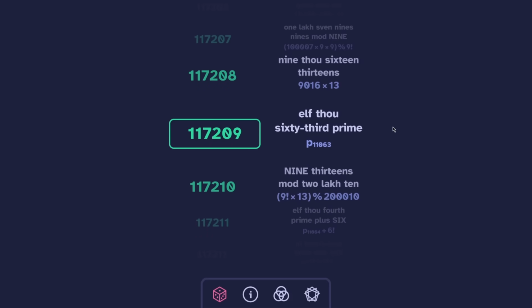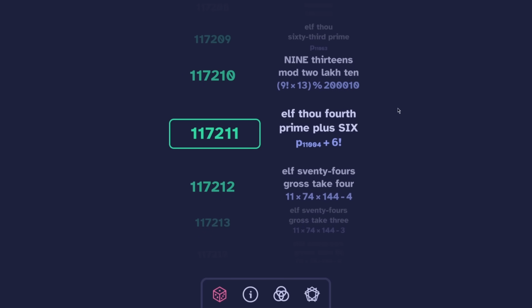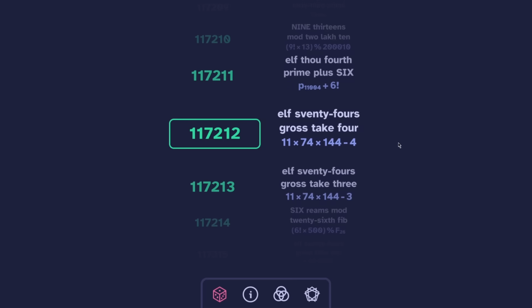Pretty straightforward. And then there's elf thou 63rd prime. Elf thou? Yeah, elf thou. Elf thou 63rd prime. Yeah. This one's really straightforward. There's no operation. Look at the two down. Two down. Elf thou 4th prime plus 6. Elf Sventy fours gross take four.